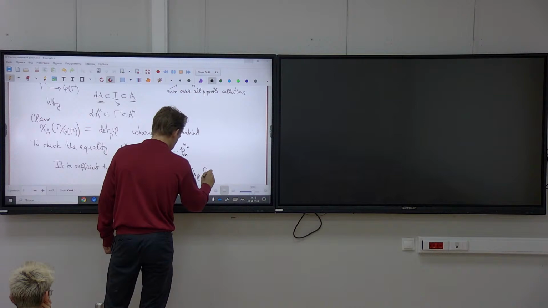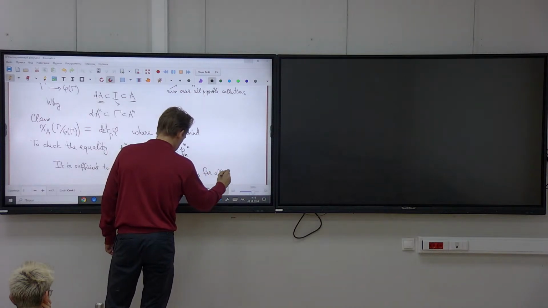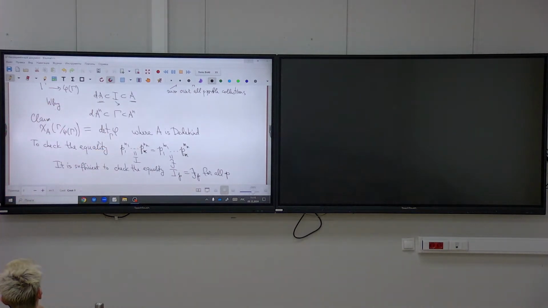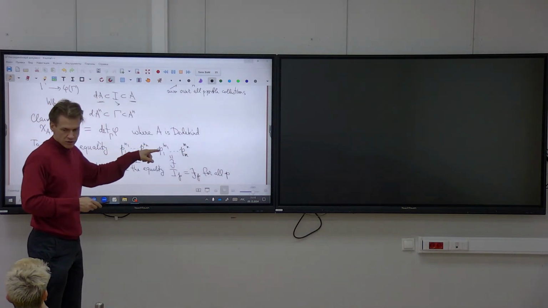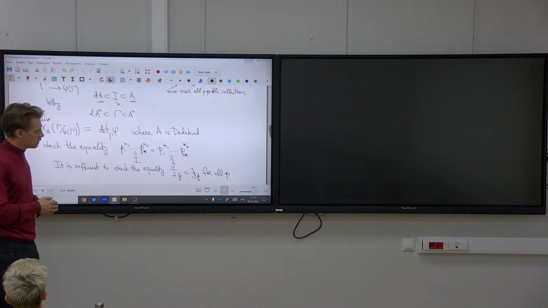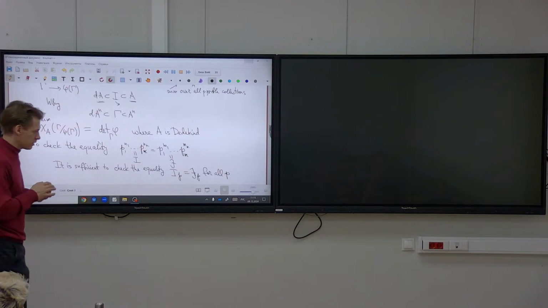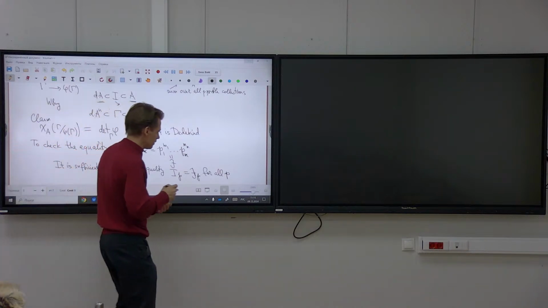After localizations for all primes. Actually here you do not even need to consider this. I mean that you can compare them, because I and J are submodules over the fraction field.